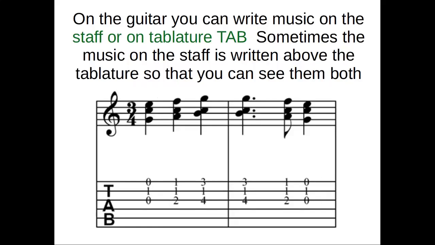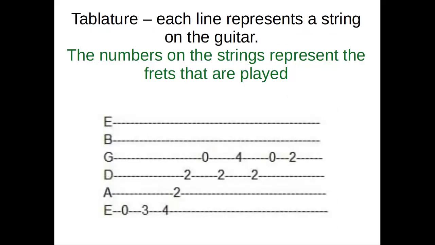On the guitar, you can write music on the staff or on a tablature, T-A-B. Sometimes the music on the staff is written above the tablature so that you can see them both. This is something that is peculiar to the guitar. Tablature: each line represents a string on the guitar.